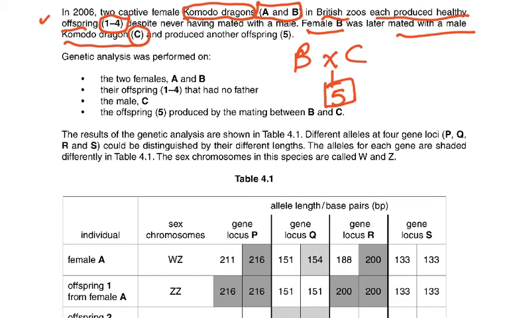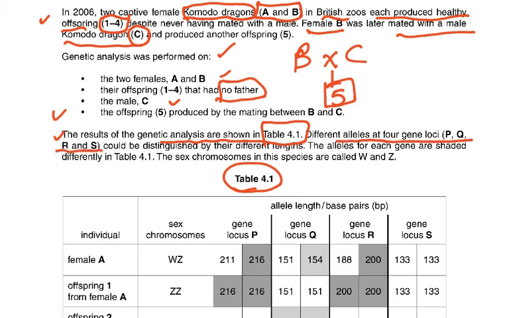Now, genetic analysis was performed on the two females A and B, their offspring 1 and 4 that had no father, and the male C and the offspring 5 produced by the mating between B and C. The results of the genetic analysis are shown in table 4.1. Here we have table 4.1. Different alleles at 4 gene loci P, Q, R, and S could be distinguished by their different lengths. The alleles for each gene are shaded differently in table 4.1.